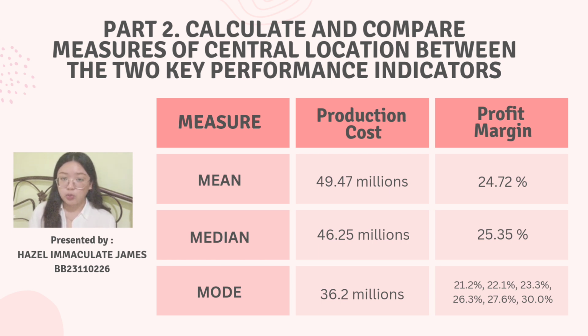There are 6 modes, which are 21.2%, 22.1%, 23.3%, 26.3%, 27.6%, and lastly 30%. This indicates that companies often achieve similar profitability levels.